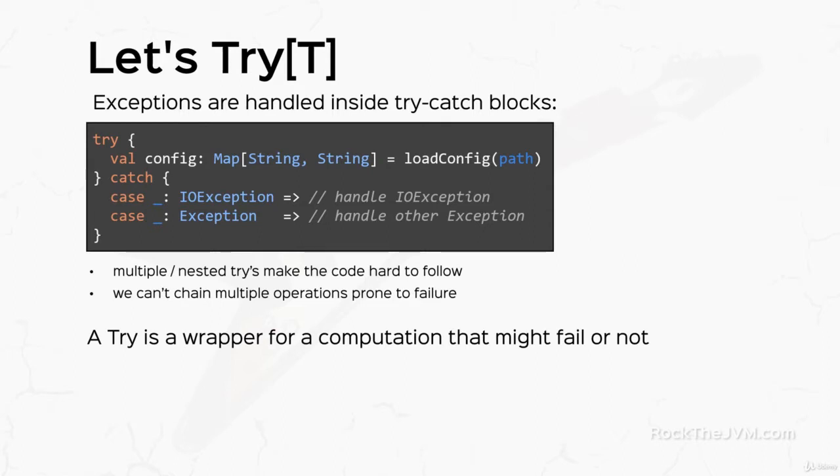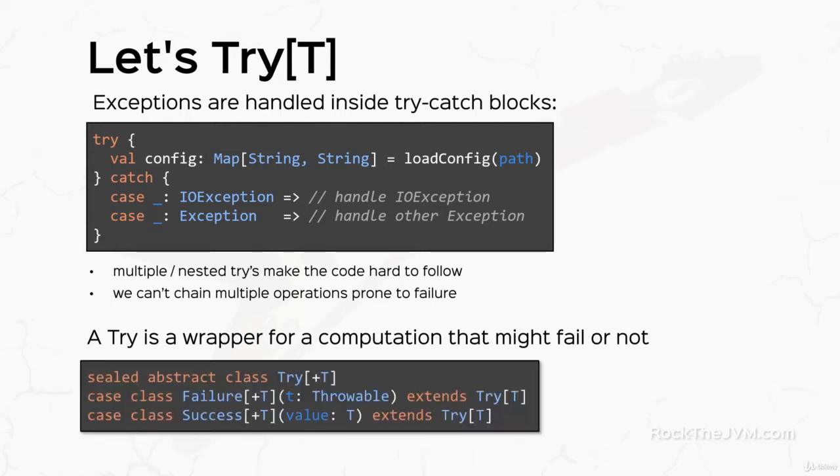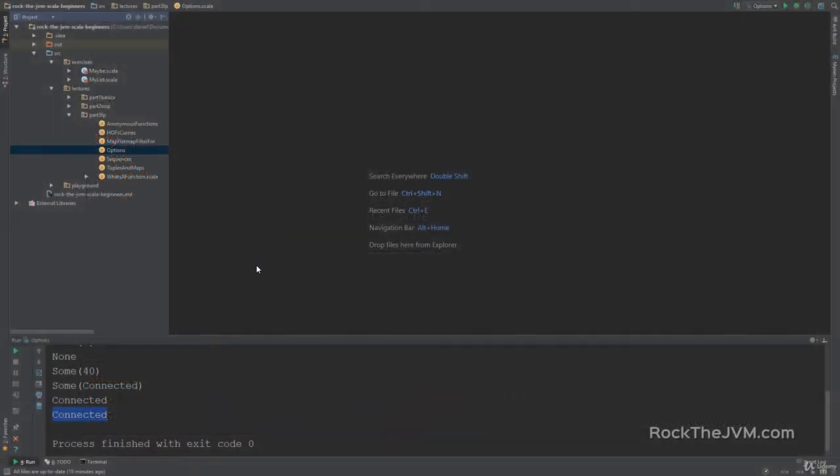So Try is a wrapper over a computation that might either succeed with a value or fail with some kind of Throwable. This is the definition of the Try abstract class, and it's extended by two case classes, one for failed computations and one for successful computations. Failure holds the Throwable that would have been thrown if you had run the computation by yourself, and Success wraps the value obtained by that computation. Let's see this in practice.